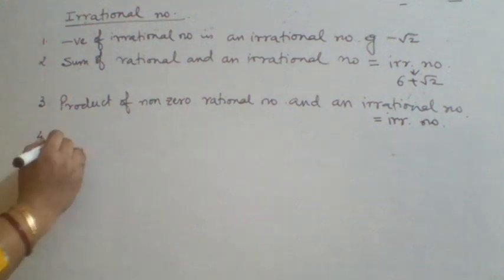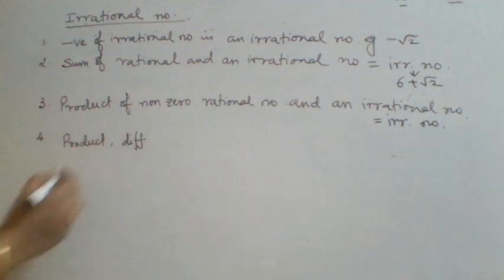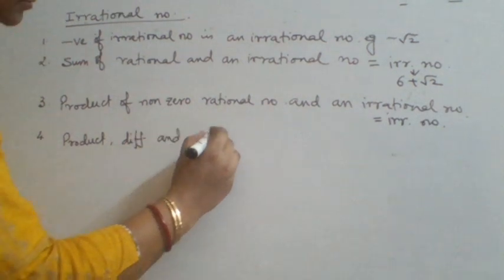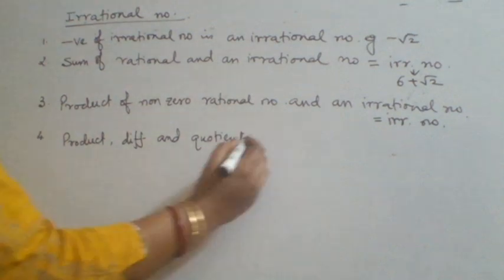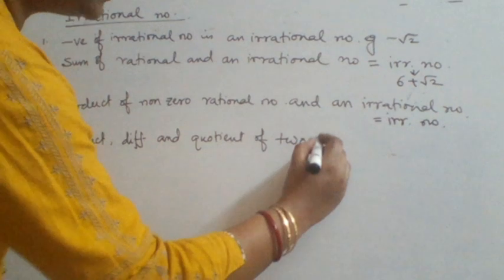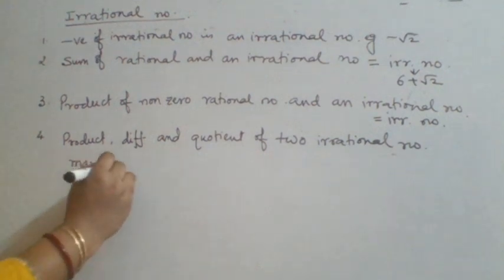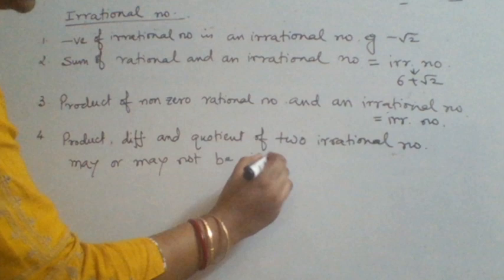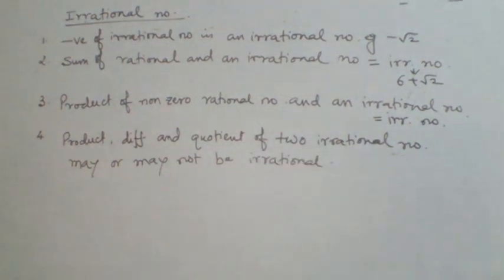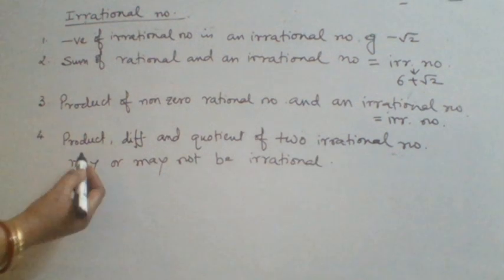So the next, another point, the fourth point, please note it down. We have seen the sum, and now the product, difference and quotient of two irrational numbers may or may not be irrational. Okay. So now let us take examples. Product, difference and quotient of two irrational numbers may or may not be irrational.